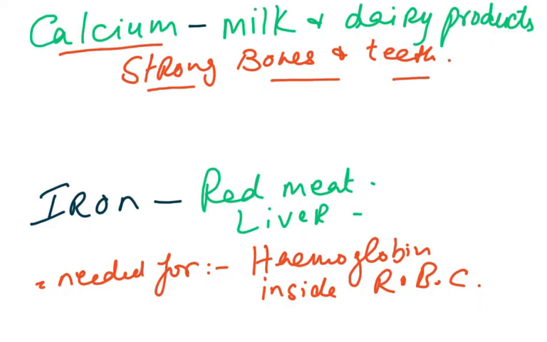You see, the calcium that is deposited in the bones and teeth actually makes them strong and hard, and that is why teeth just don't break off very easily. Then the iron is present in red meat and liver, which we call kaleji in Urdu, and it is needed for the hemoglobin molecule, which transports oxygen and is present inside the red blood cells.